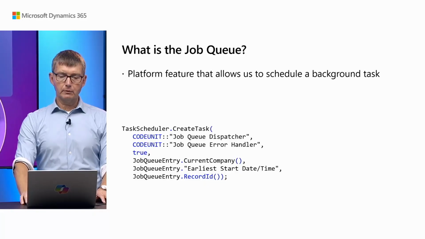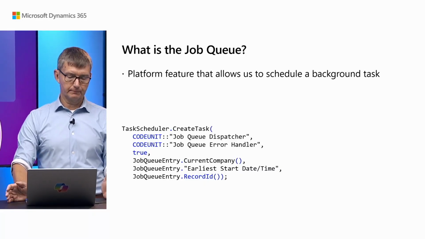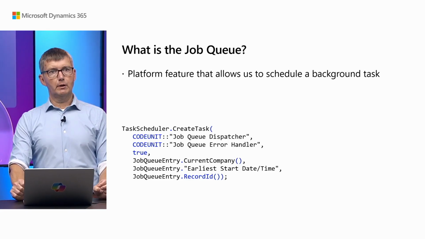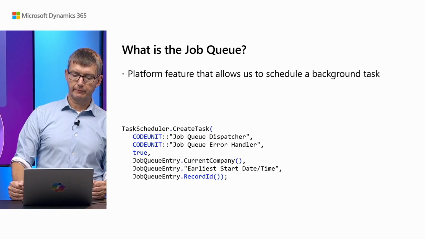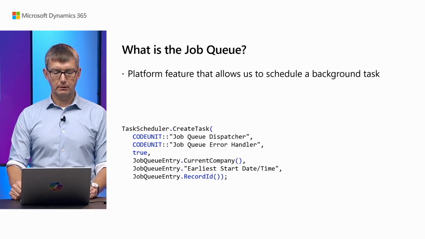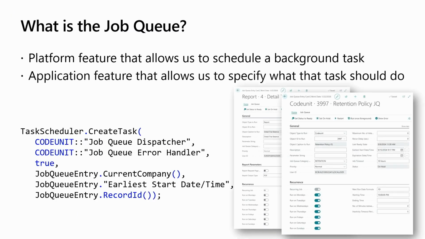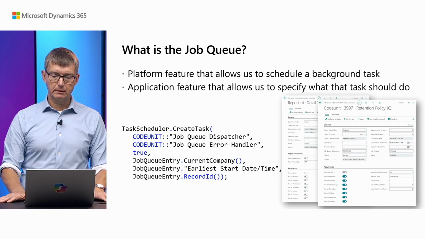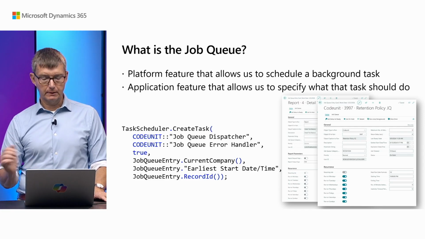So first of all, it's not so much a queue as it is a way to schedule background tasks. And we have a system command, as you can see on the screen, where we create a task and then we specify which code you need to run, which code you need to call if you have an error, when to run it, and which record to process. But it's also an application feature, where there are 2 examples on the screen. Maybe we want to run a report or a code unit. Maybe there are some parameters. Maybe we want to reschedule it when it's done so we can have a recurrence.